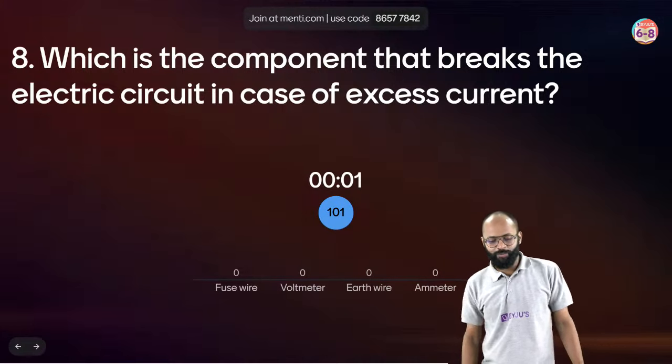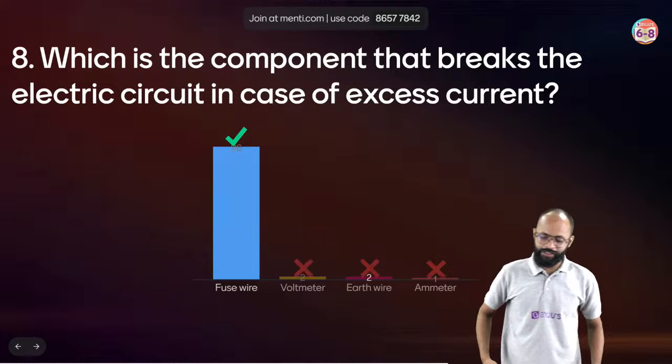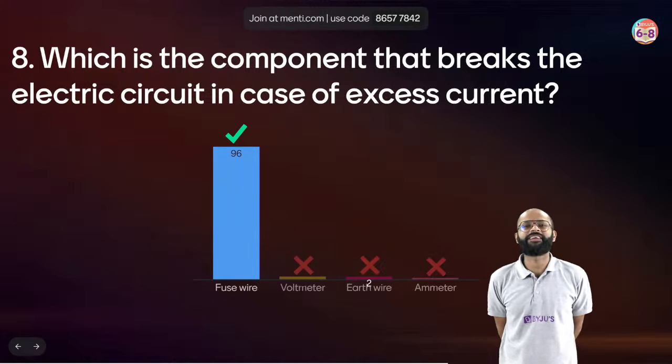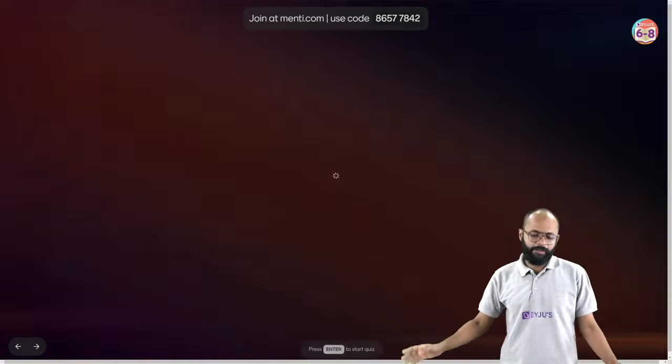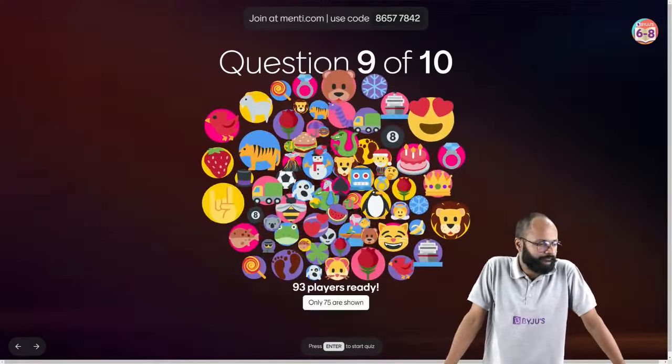Which is the component that breaks the electric circuit in case of excess current? Fuse wire. Sir, very easy question. It's a safety device. It works on heating effect of electric current. Bahut badhiya. 9th question on your screen.